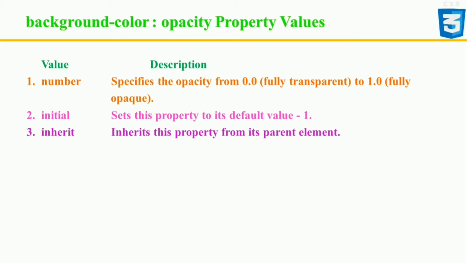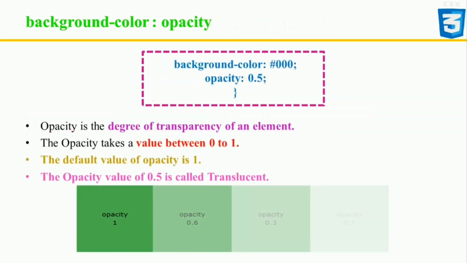The initial keyword sets the property to its default value. Opacity has a default initial value of 1, that is 100% opaque. The inherit keyword inherits the property from its parent element. It indicates that an element will inherit the opacity from its parent element. For example, if the opacity property is expressed as a number, it can be between 1.0 and 0.0. A value of 1.0 means that the element is fully opaque and you can't see behind the element. A value of 0.0 means that the element will be fully transparent, that is invisible. The opacity value 0.5 is called translucent or semi-transparent.